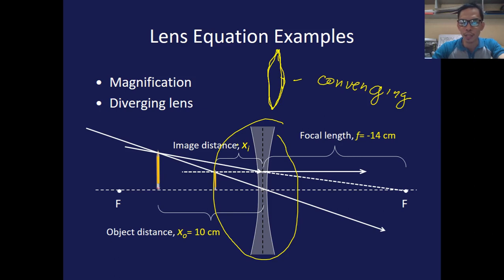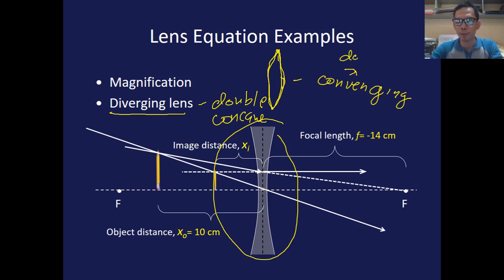Meanwhile, on the diverging lens, as you can see on this ray diagram that we have, the rays diverge. That's why it is called a diverging lens, or should I say double concave lens. This one is a double convex lens. So that is your two types of lenses: double convex and double concave. And for the equation, if you know the mirror equation, it's the same thing as the mirror equation.